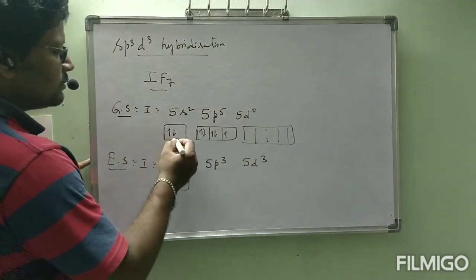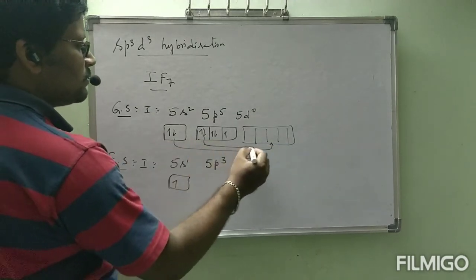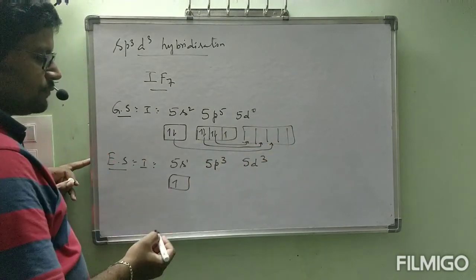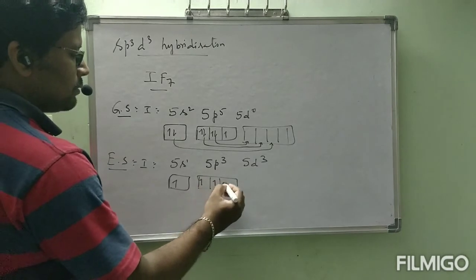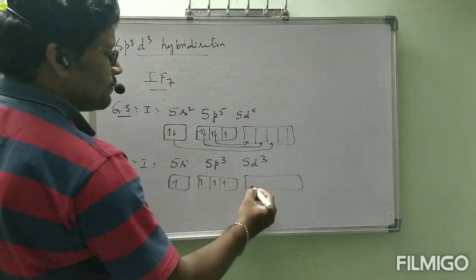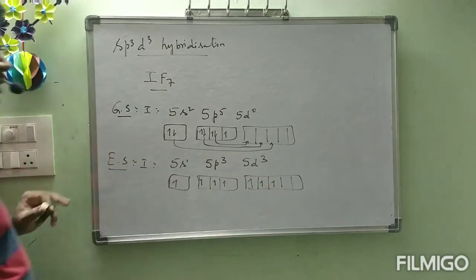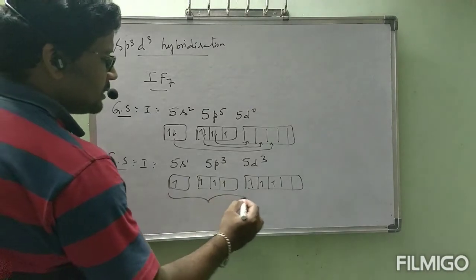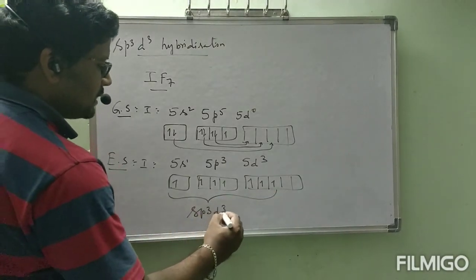From here one electron, from here one electron will be excited. You will get one s orbital, 3p orbitals and 3d orbitals. Totally one s orbital, 3p orbitals and 3d orbitals, which will undergo sp3d3 hybridization.